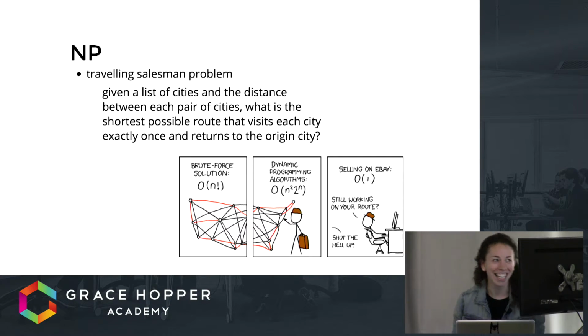Okay. So the traveling salesman problem, I think we spoke about it in our class on algorithms. Given a list of cities and the distance between each pair of cities, what is the shortest possible route that visits each city exactly once and returns to the origin city? So a decision problem, like, can we find a route that's less than whatever distance? So the brute force solution is O(n!). It's pretty bad. Dynamic programming, O(n^2 * 2^n), still pretty bad.